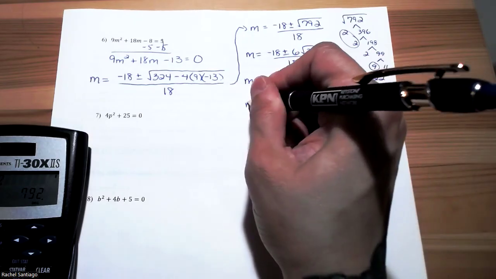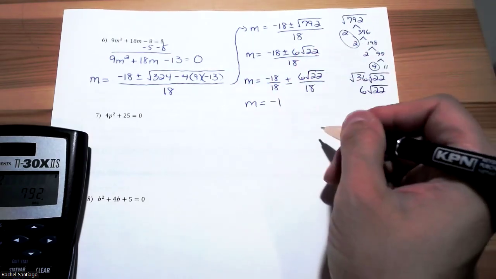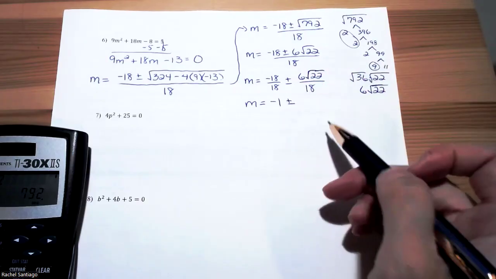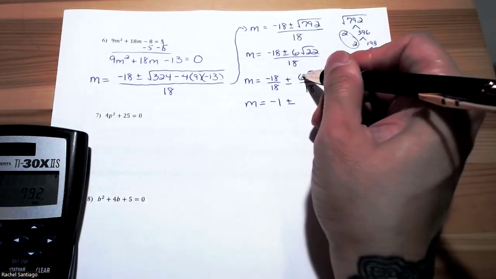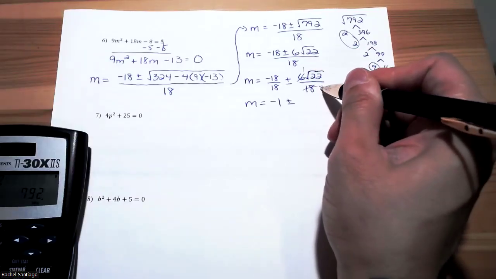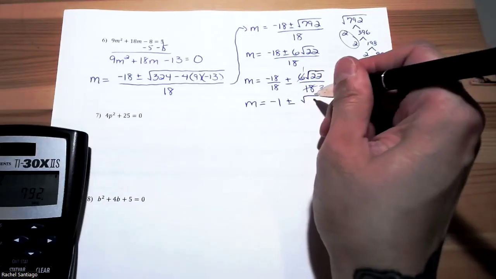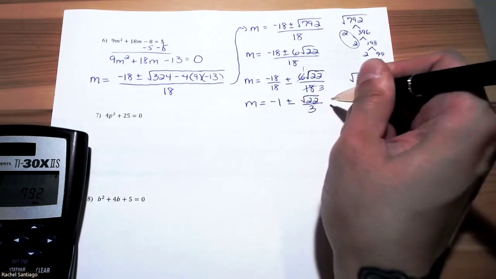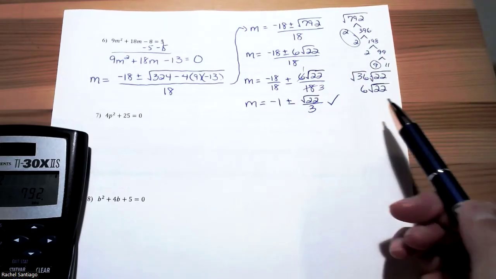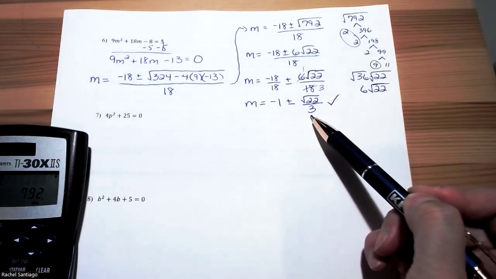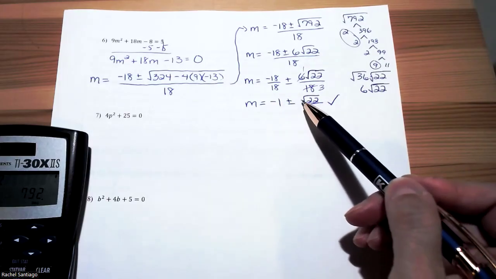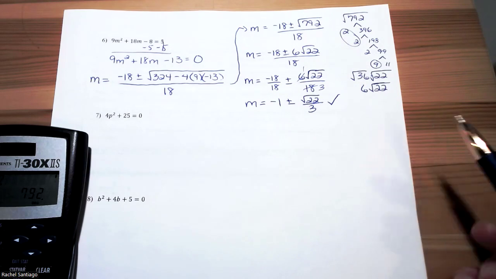So negative 18 divided by 18 is negative 1, plus or minus, and 6 goes into 18 3 times. So this 6 becomes a 1, this 18 becomes a 3, which leaves me with square root of 22 over 3. So these are my solutions. Negative 1 plus square root of 22 over 3, and then negative 1 minus square root of 22 over 3. And we're done.